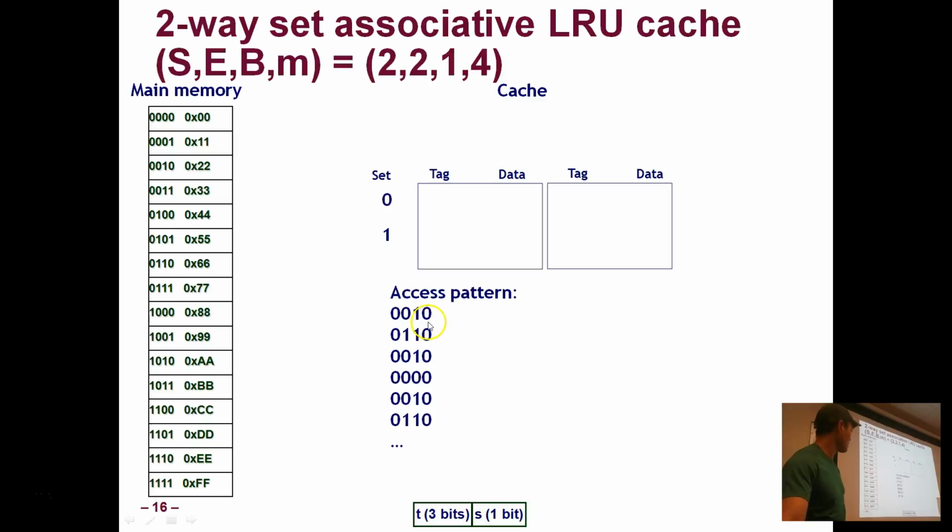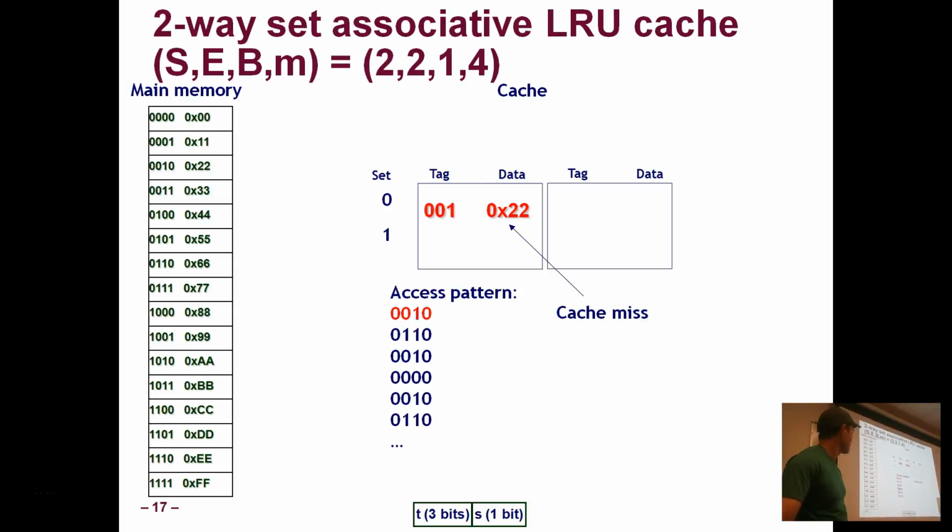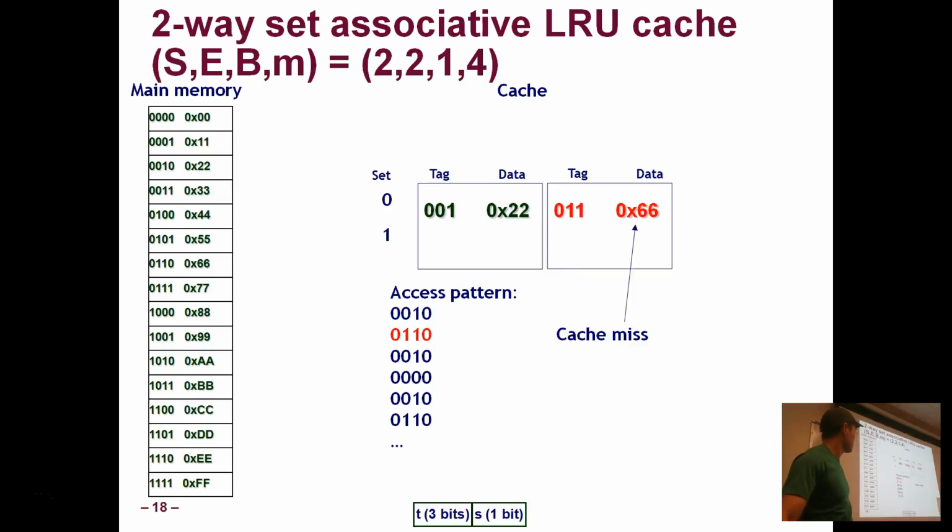So all of these are going to hit in set 0. And so here's the simulation, 0010, that's brought in. And then hex 22 is stored. 0110 gives you hex 66 in the cache. Now hex 22 is the least recently used. But when I access that, now hex 66 is least recently used, and this is a hit.